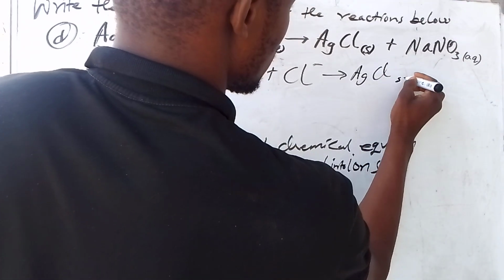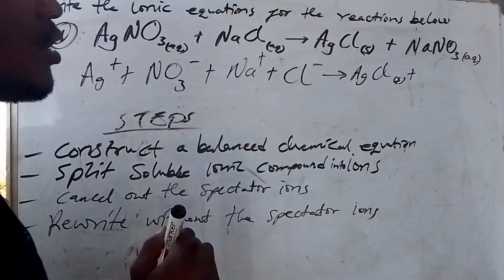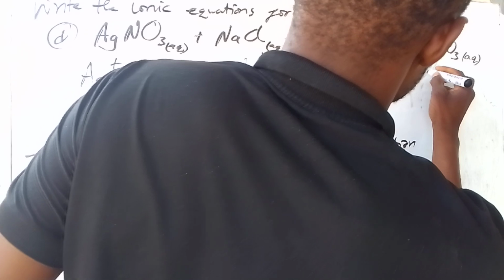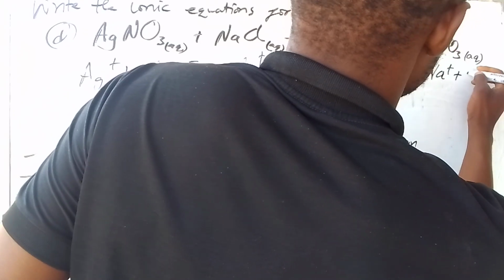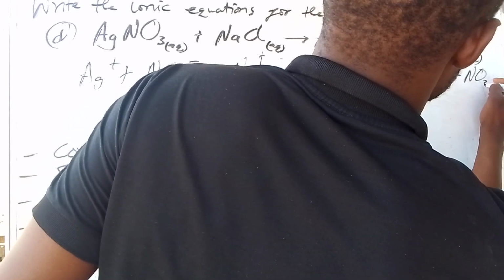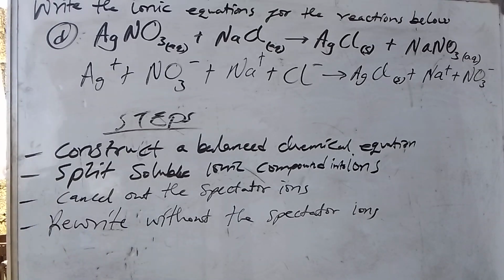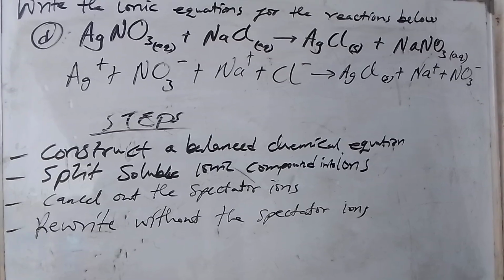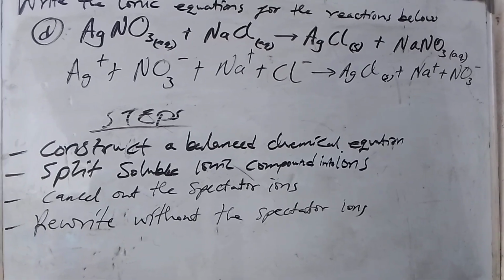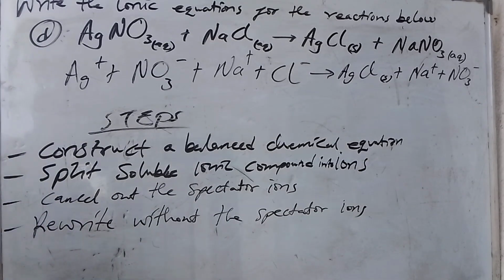Then plus we split the one which is in aqueous solution, which is sodium ions, which are positive, plus nitrate ions, which are negative. Next, we cancel out the spectator ions. So we are going to cancel out the spectator ions. So which ones are spectator ions here? Those ions which are on both reactants and the products.